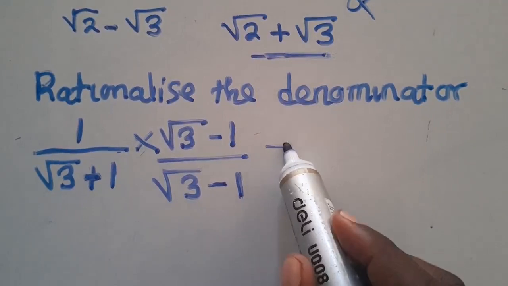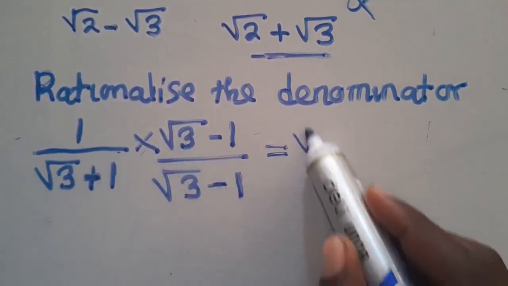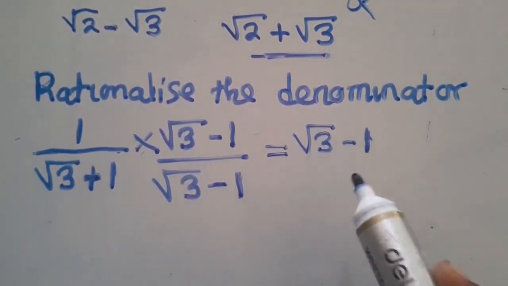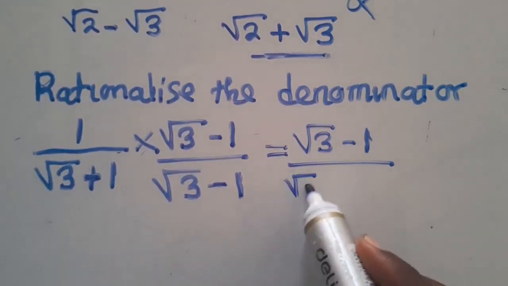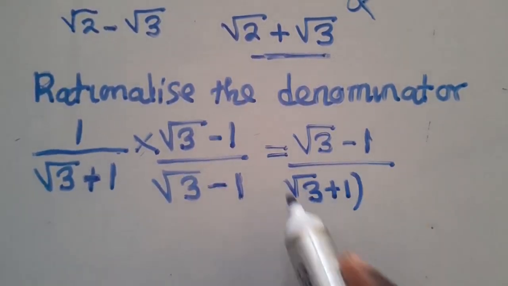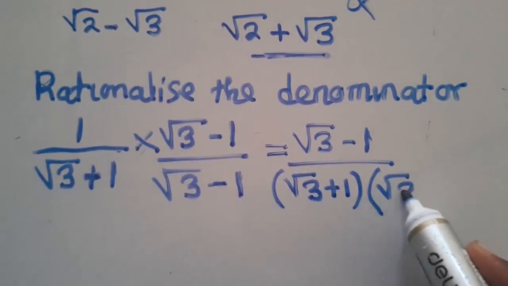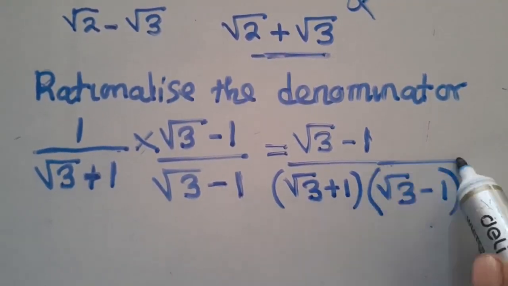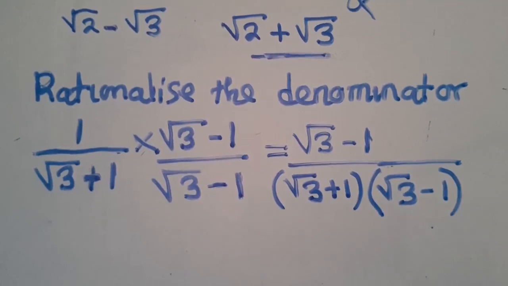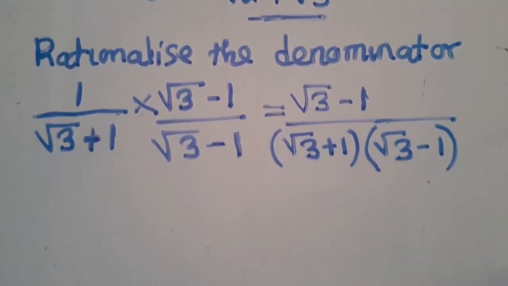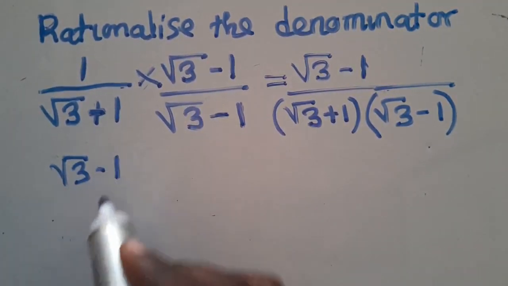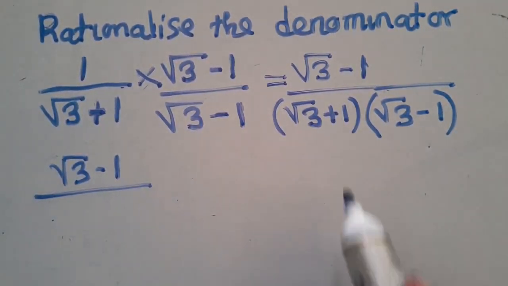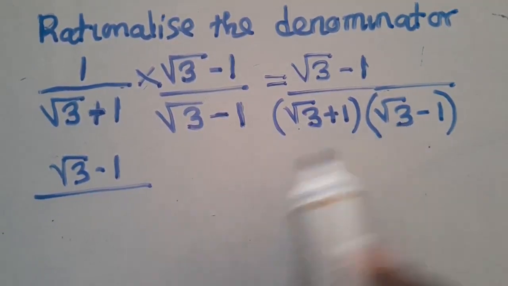So 1 times that, what are you going to get? 1 times that, just root 3 minus 1. You say over. You start multiplying these. So as you can see, the denominator is root 3 plus 1, also times root 3 minus 1. This is what you are given. Then you start multiplying. I believe you know how to multiply these now. So root 3 minus 1 will maintain. Then you move down. You start root 3 times root 3. That is a 3.